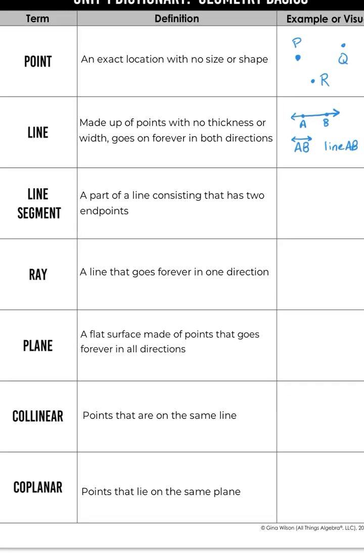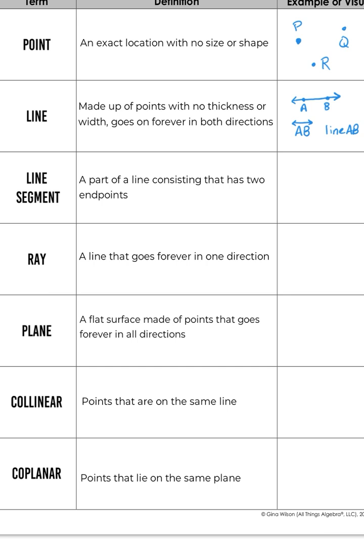A line segment is a part of a line consisting of two endpoints. That means that rather than having arrows at both ends, I basically have dots at both ends. Say that's a C and a D. A line segment is the two letters with just a line segment on top, so no arrows with that one. That would be line segment CD.